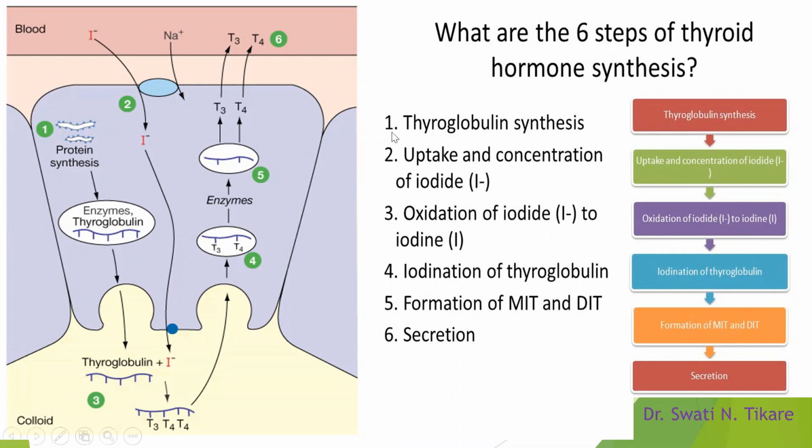Going through the first step, let me first describe this figure here. These are our follicular cells, a section of the follicular cell. Then inside is the colloid here. On the periphery, the outer part of the follicle, the blood vessels are running. So this is a partial picture of the thyroid follicle we have taken, for better understanding.